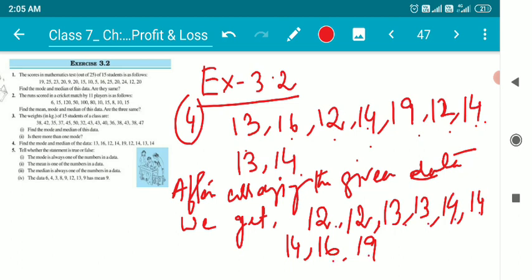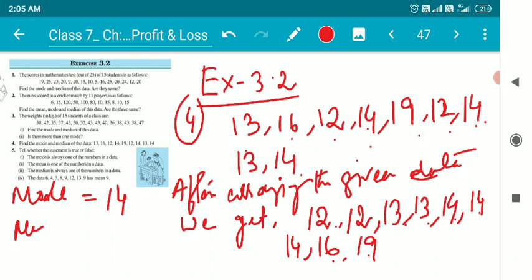So children, what is the mode of this data? Here we can see 12 appeared 2 times, 13 appeared 3 times, 14 appeared 3 times. So the mode of the given data will be 14.